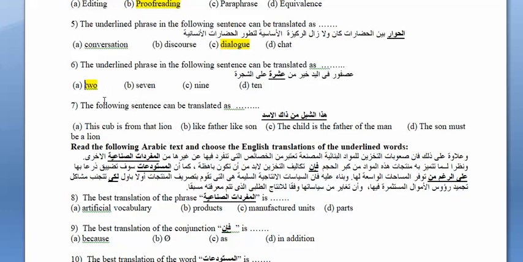The following sentence number 7, the following sentence can be translated as الجملة هي هذا الشبل من ذاك الأسد. في 4 اختيارات، في طبعا ترجمة حرفية وفي ترجمة حرة. تقرأ الأربع ترجمات هتكتشف إن أفضل واحدة فيهم like father like son.